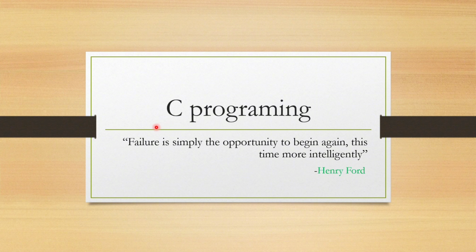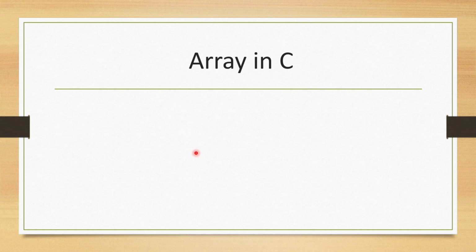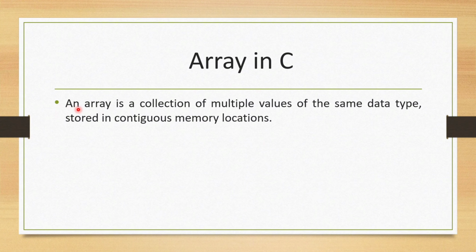Let's dive into today's topic and start coding. First, we will see arrays in C. An array is a collection of multiple values of the same data type stored in a contiguous memory location.